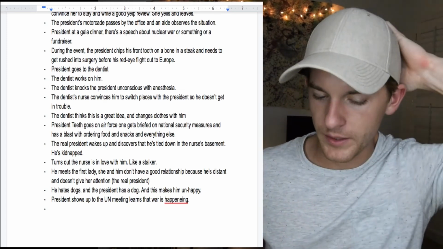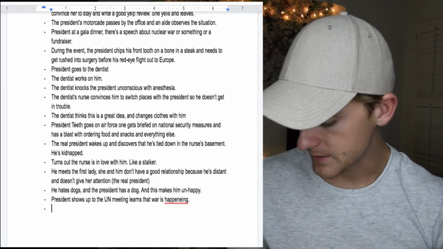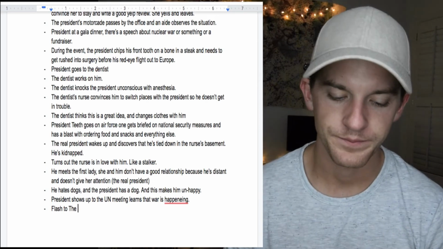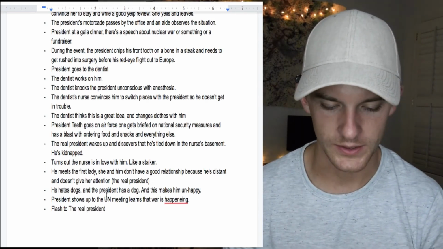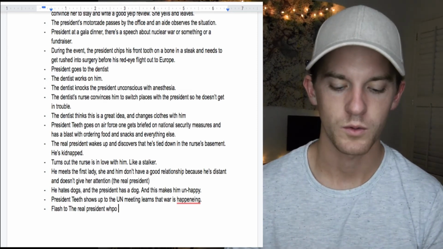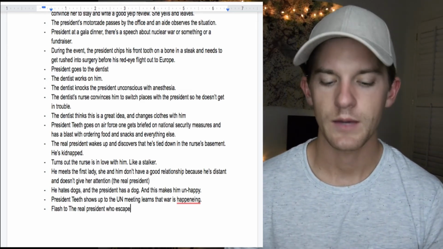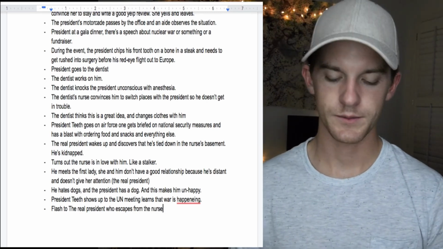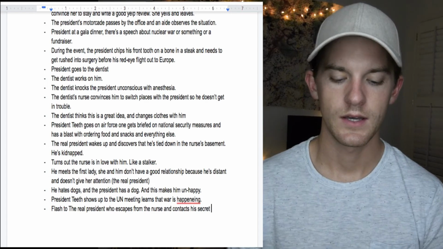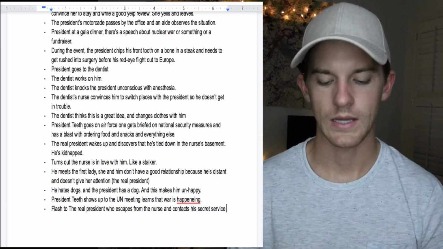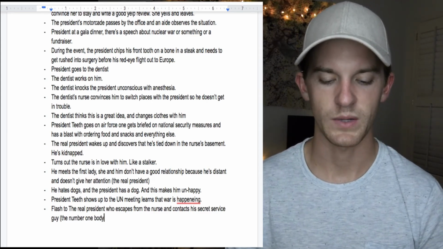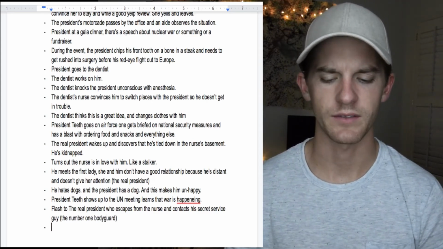President shows up to the UN meeting, learns that war is happening. Then we flash to the real president. Remember, this is President Teeth. Flash to the real president, who escapes from the nurse and contacts his Secret Service guy, the number one bodyguard. I don't know if that's a thing, but it should be a thing if it isn't.